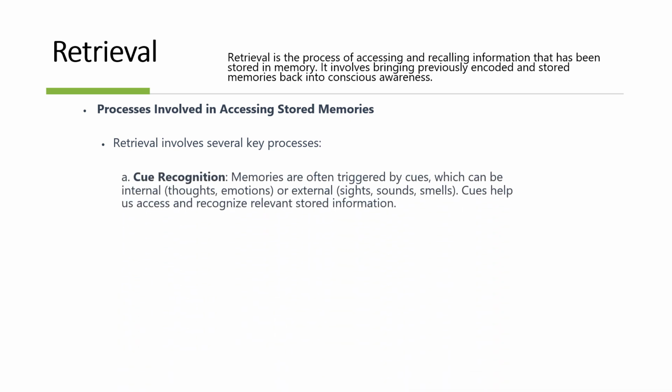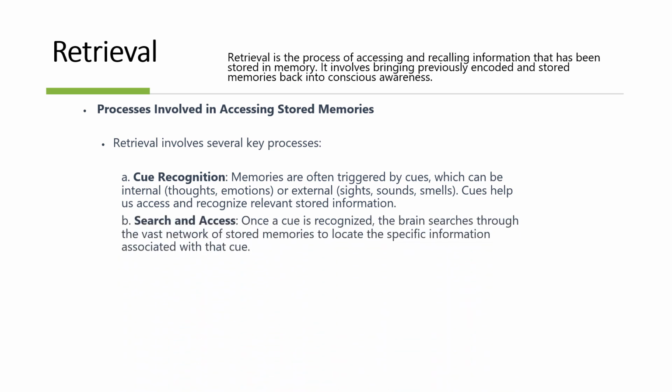We have the cue recognition. Memories are often triggered by cues, which can be internal, such as thoughts, or external, such as sight, sound, and smell. Cues help us access and recognize relevant stored information. Search and access. Once a cue is recognized, the brain searches through the vast network of stored memories to locate the specific information associated with the cue.